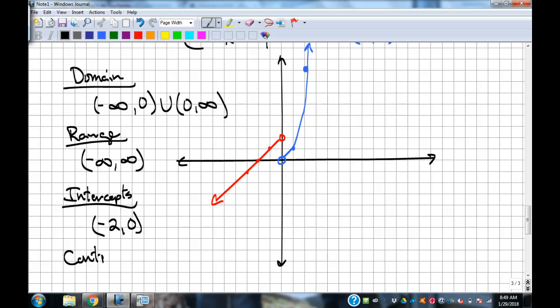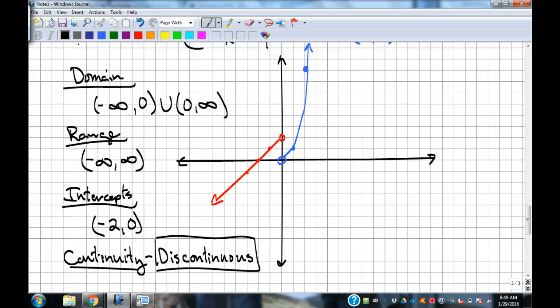Continuity. Discontinuous again. That's kind of a trend here. Doesn't mean that they're all discontinuous, but a whole lot of them are, just so you know. All right. One more.